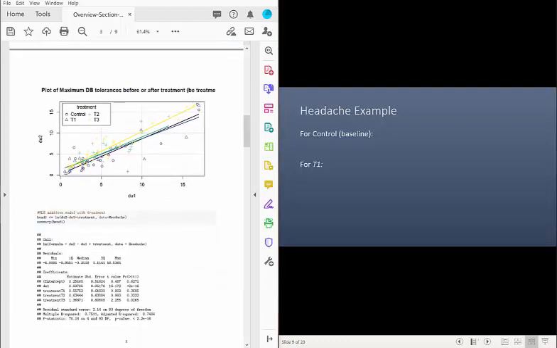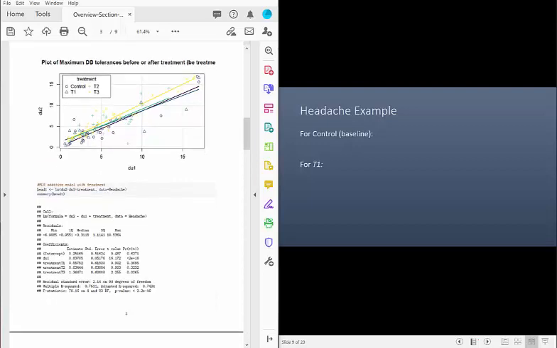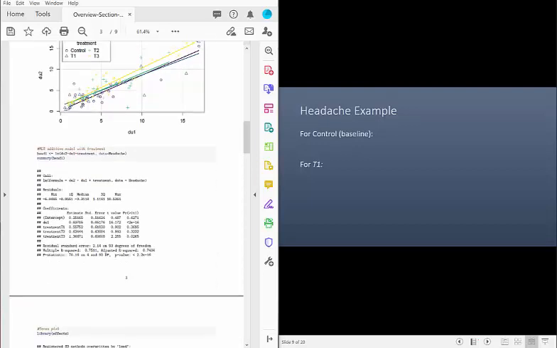Here we can see a scatter plot showing the relationship between DU1 and DU2, separated out by our 4 different treatments: control, treatment 1, treatment 2, and treatment 3. The linear model for this additive model is given here with our corresponding estimates.